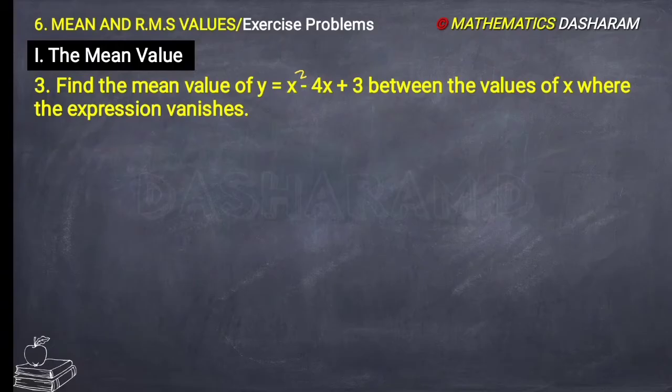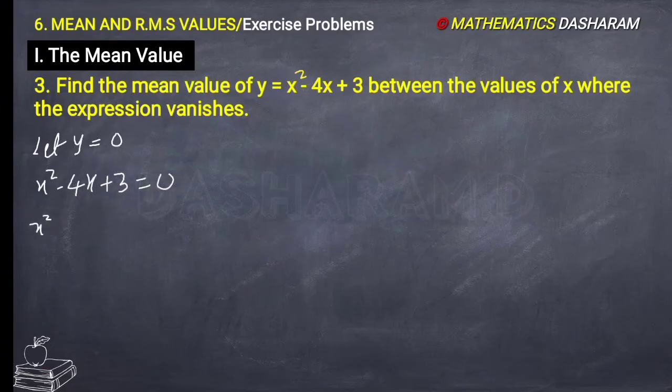Third question, find the mean value of y equals x square minus 4x plus 3 between the values of x where the expression vanishes. So here actually the limits are not given in this question. So that is why let us find the limits by solving this given quadratic equation. So let y equal 0. Then x square minus 4x plus 3 equals 0.